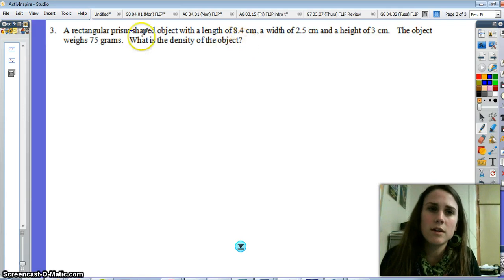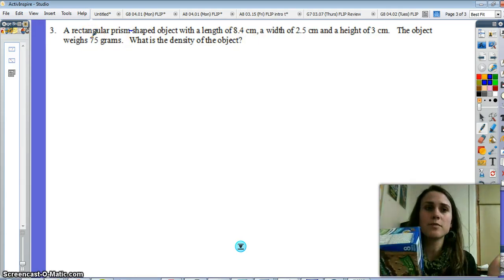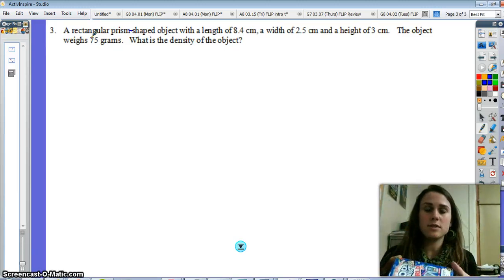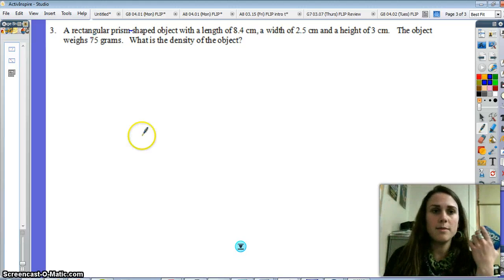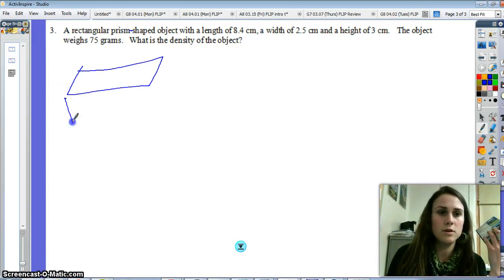That's kind of weirdly worded. So I have this rectangular prism-shaped object. I know a rectangular prism is a two-based figure, and the bases are in shapes of rectangles. I'm going to draw this. It might look like a Pop-Tarts box. Whoa, a crushed Pop-Tarts box.